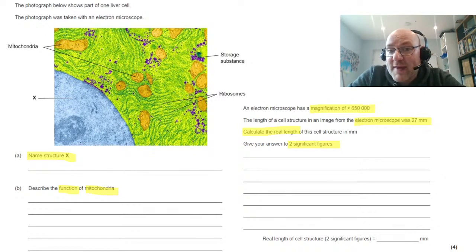So they've given us the magnification, which is 650,000. They've said the image was 27 millimeters. What's the real length? So anyone do the maths there?